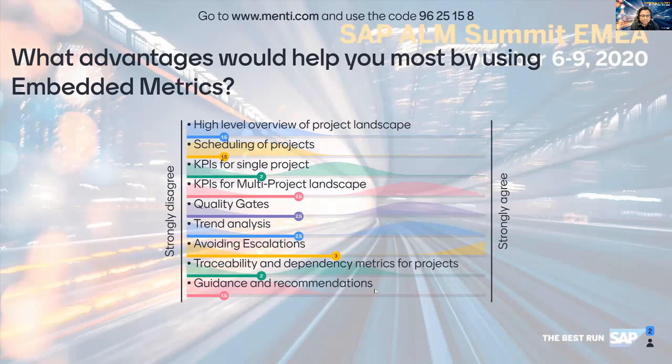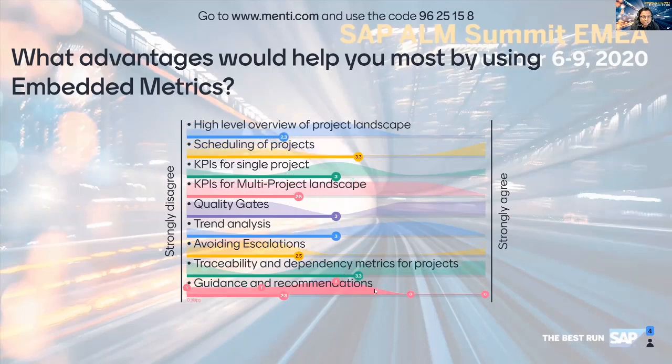So we can see some trends already. So guidance and recommendation, and then we have scheduling of projects, KPIs for single projects, KPIs for multiple projects, traceability and dependency of metrics. Great. So it's nice to see the trend which is coming out. Obviously, KPI for the single project will be made available as an embedded reporting within Cloud ALM. I'm sure you must have already seen some reports, but yes, that will keep enhancing. Wonderful. This is really nice feedback.